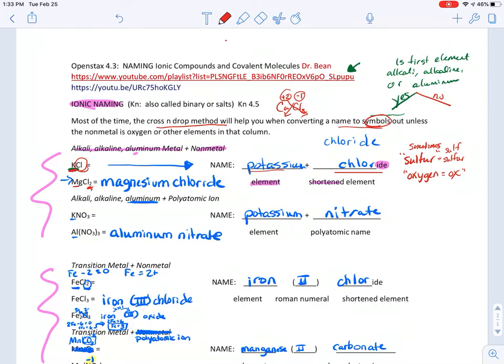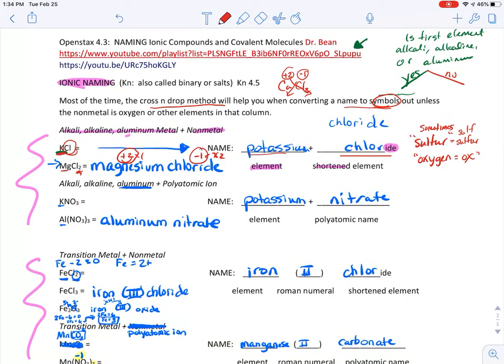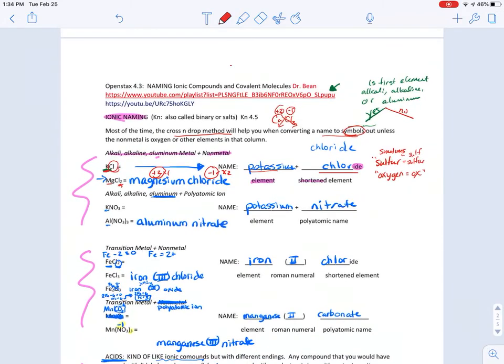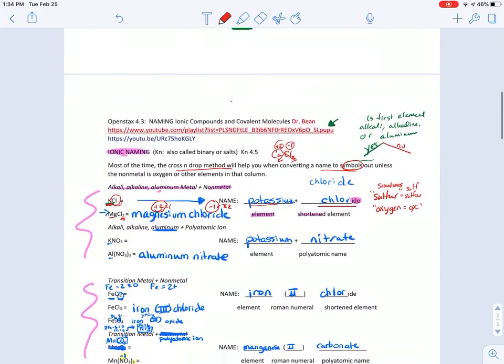Notice that we are not using any prefixes. No dis, tris, or anything. It's because if I say magnesium chloride, magnesium always goes +2, chlorine always goes -1. And because of that, it always combines in a certain ratio, 1 to 2. 1 of these guys and 2 of these guys. So I don't have to use a prefix to tell you how many, because they only ever form certain charges. So no prefixes until you get all the way to covalent bonding.